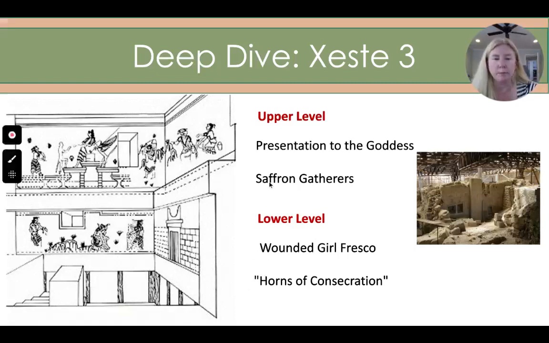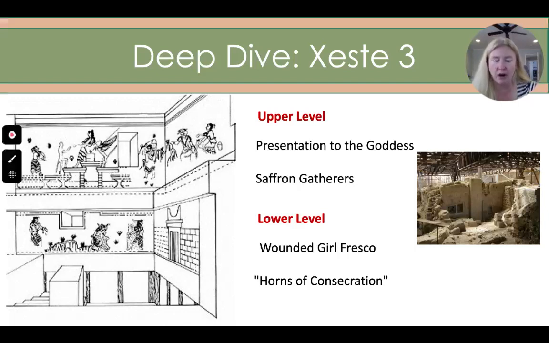In the upper room, we have this fresco of girls in a rocky landscape picking flowers. And we're going to get to talking about that. This is the one that's actually in your book, right? When you look through the book and you're reading about the saffron gatherers, this is that fresco right here. What you don't realize from the book is that it is actually part of this huge pictorial program that is happening here.